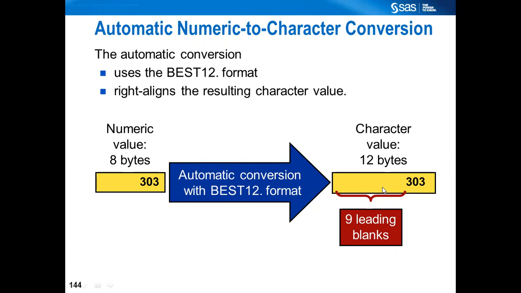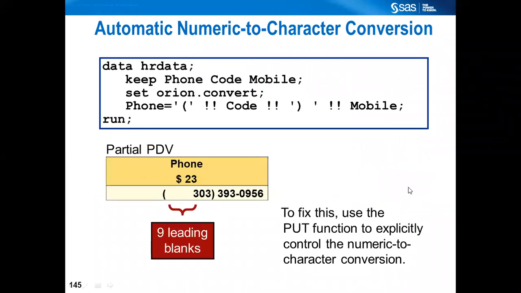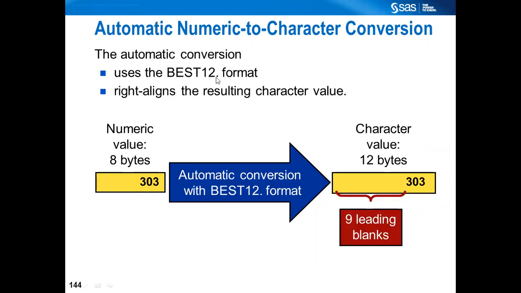That is why we are getting leading blanks in your current data value for your code. Because the character default value is 12 bytes, right? No, it's telling it uses this format. It's automatic. It uses the best 12 dot format, applying this format, and hence it right aligns the resulting character value.